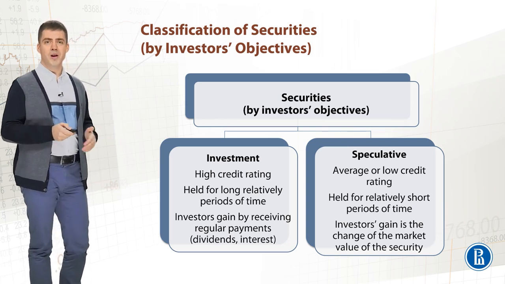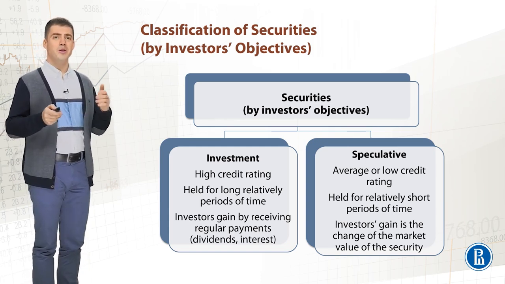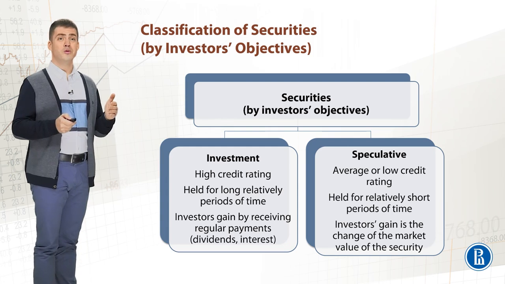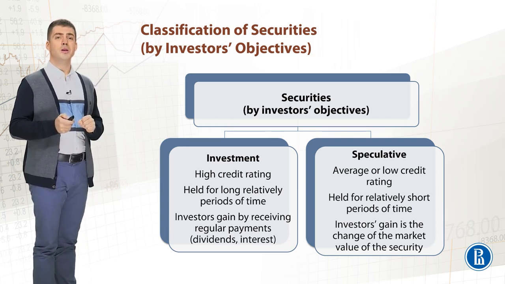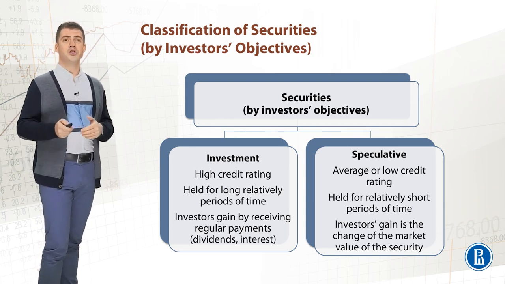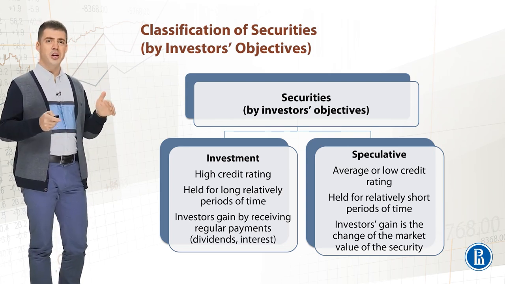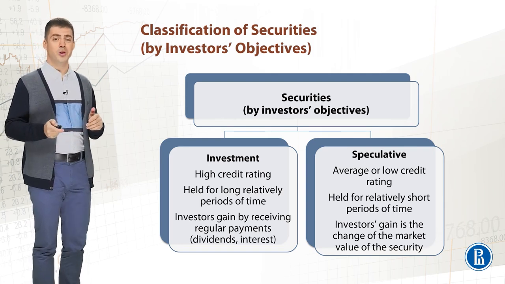And generally, those who invest in the securities of investment class prefer to receive their gains in the form of regular payments, such as dividends or interest payments, and they do not focus too much on the pricing movements. On the contrary, those who invest in speculative securities generally hold their position for shorter periods of time, and they are not very much interested in getting the regular income. They are mostly focused on the changes of the securities price. As soon as the price changes, they prefer to close their position in order to avoid risks.